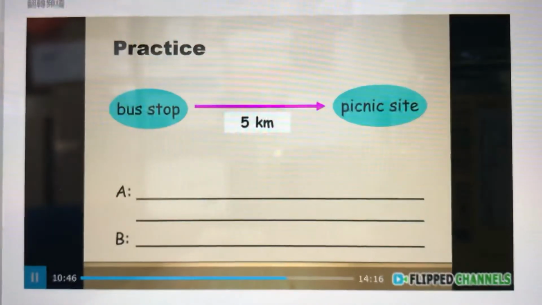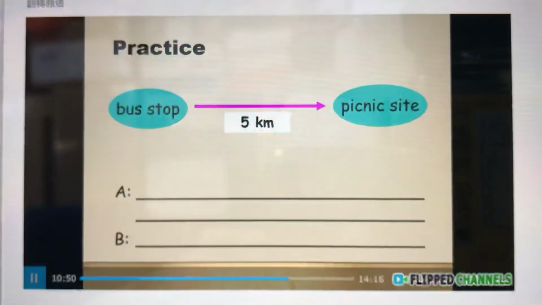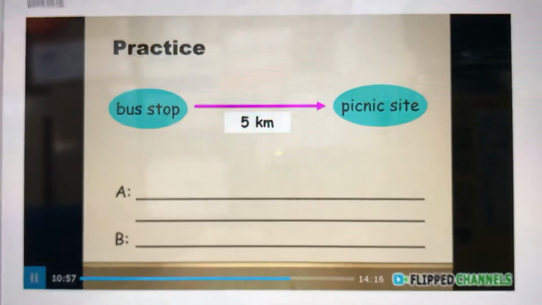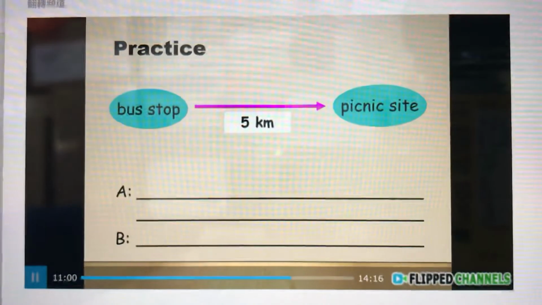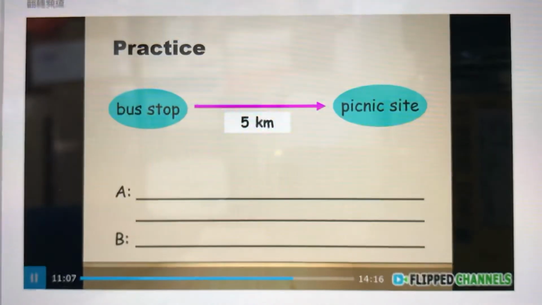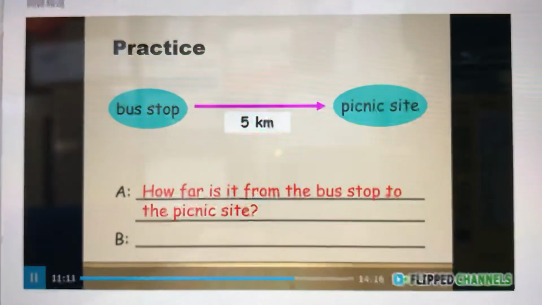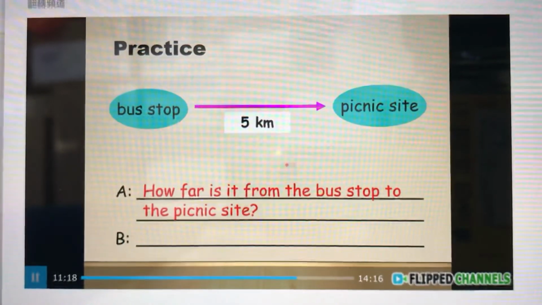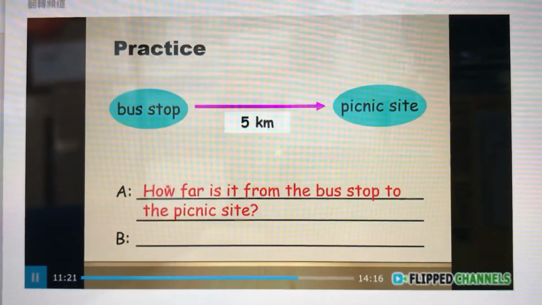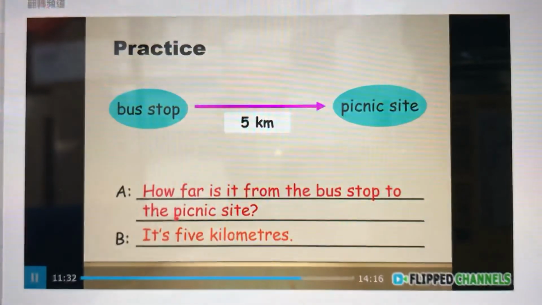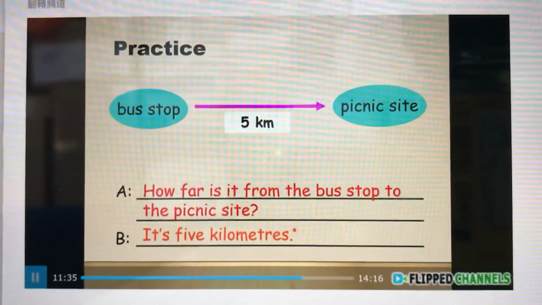Next one. Bus stop, picnic site, 5 kilometers. It's talking about the distance from the bus stop to the picnic site. So, what question word we are going to use? Very good. We are going to use how far. How far is it from the bus stop to the picnic site? Because we are talking about a particular bus stop, so we use the here, and the particular picnic site here, we use the before the picnic site. So what is the answer? It's 5 kilometers. Remember to add s after kilometer.